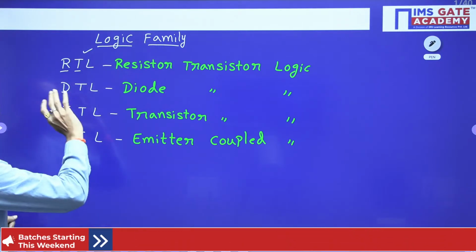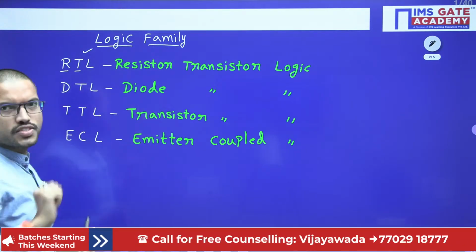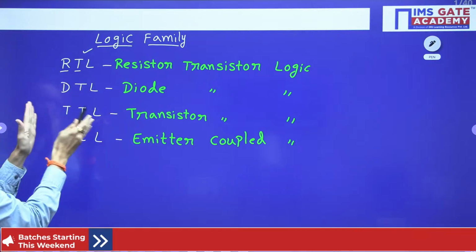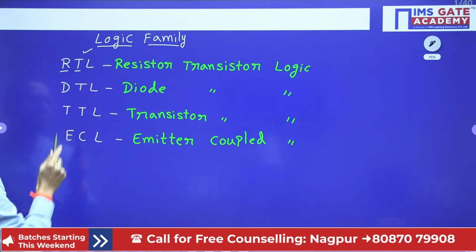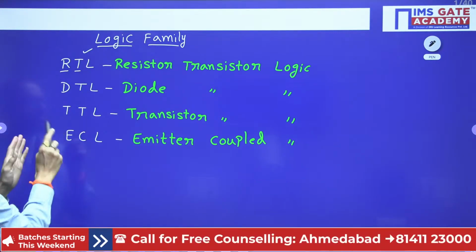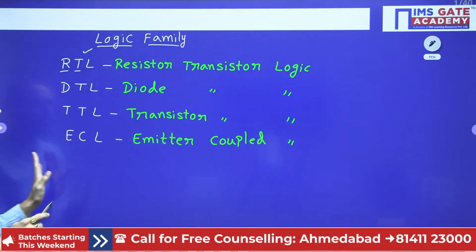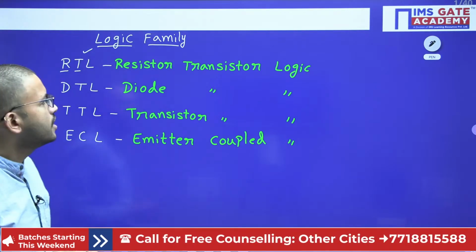Whenever you want to implement any logic gate, you can use various components: with the help of resistors and transistors, or with the help of diodes and transistors, or with the help of transistors only, or in the emitter coupled logic, etc.